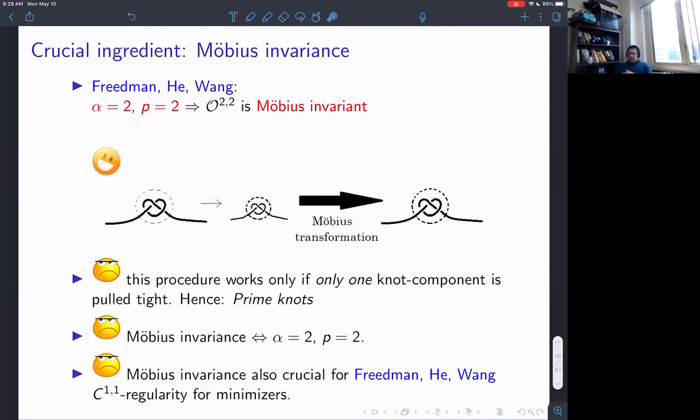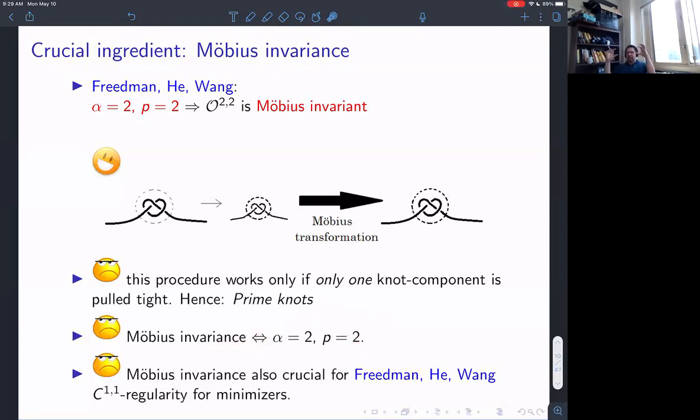This Moebius invariance, this geometric property, you can show at least by numerics. I mean, it's very good numerics. The numbers are so far apart that you probably could prove it if you took the time. Moebius invariance is equivalent to being alpha equals 2 and p equals 2.